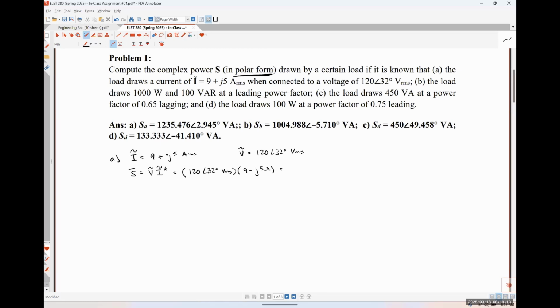If anybody needs any assistance on how to use their calculator, I would be more than happy to help. 1,235.5 with an angle of 2.9 degrees. Okay, that seems reasonable to me. It's pretty close to the answer that I provided to you all. Thomas.